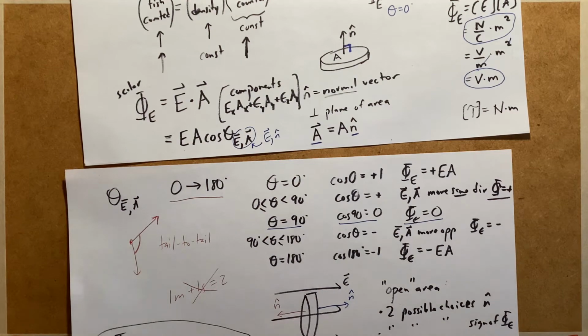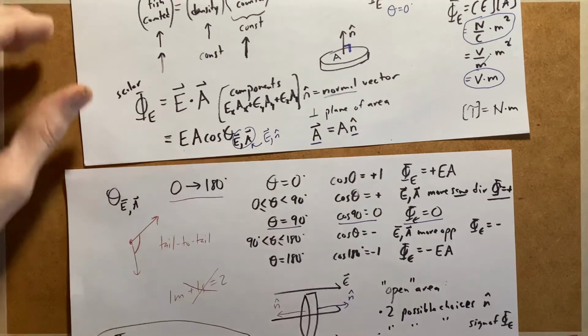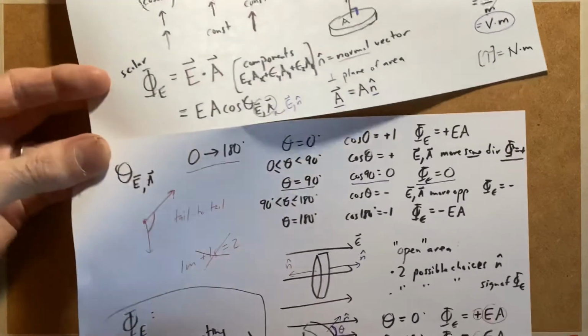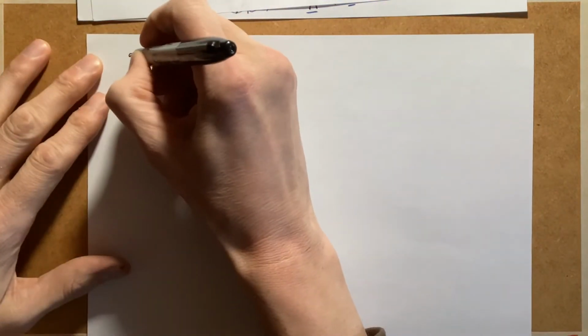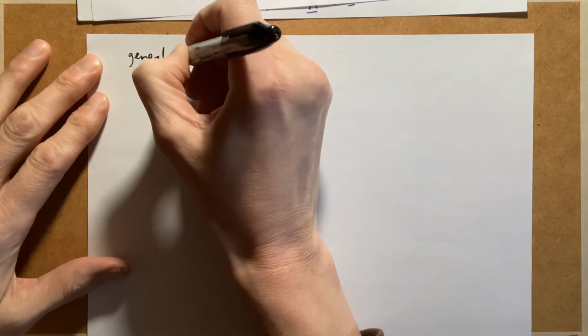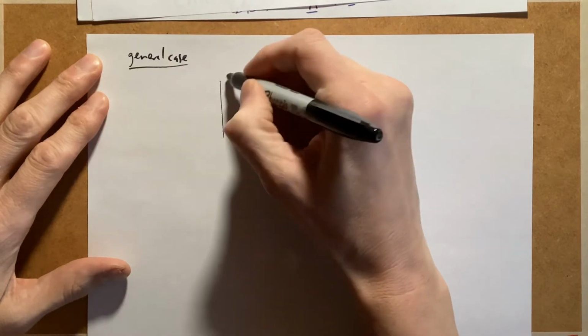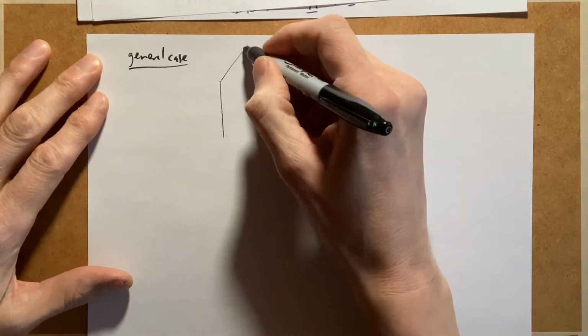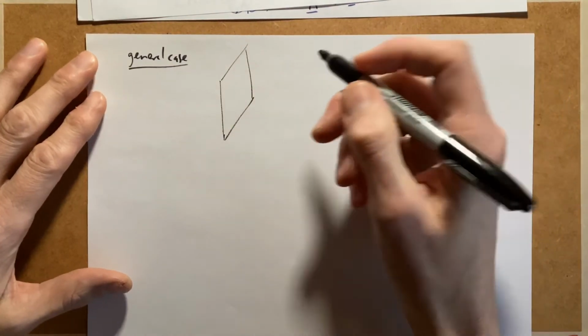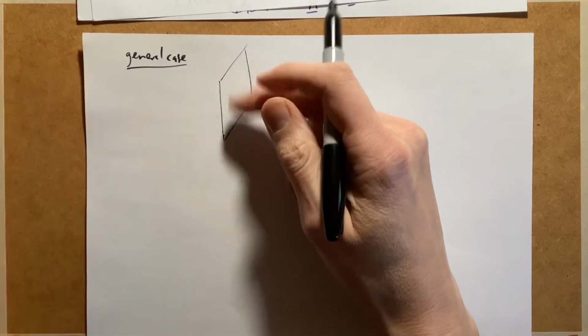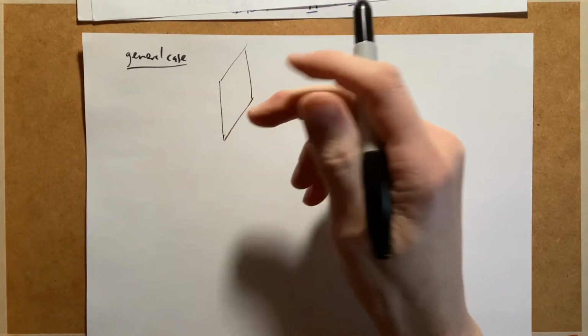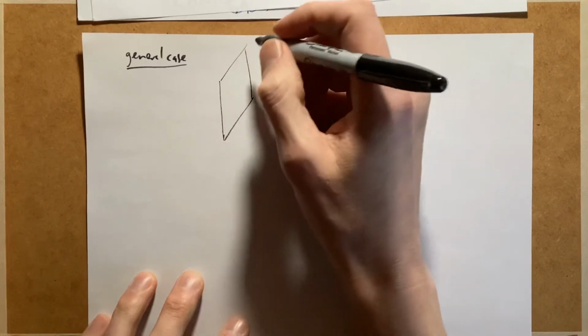Sometimes this formula here is not quite so nice. For example, the general case: let's say you have an area to catch flux with again, and I don't know why, but I'm not drawing it as a circle area. I'm drawing it as a plane here. But let's suppose that you run into this situation.